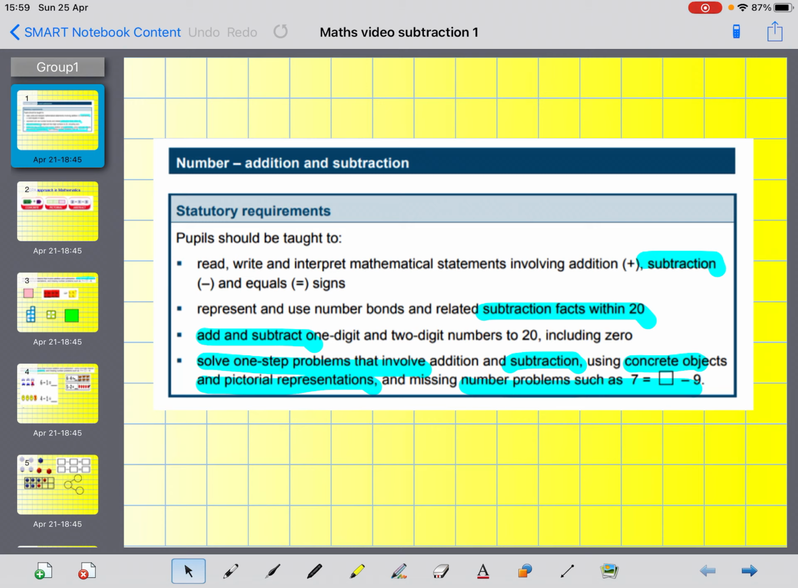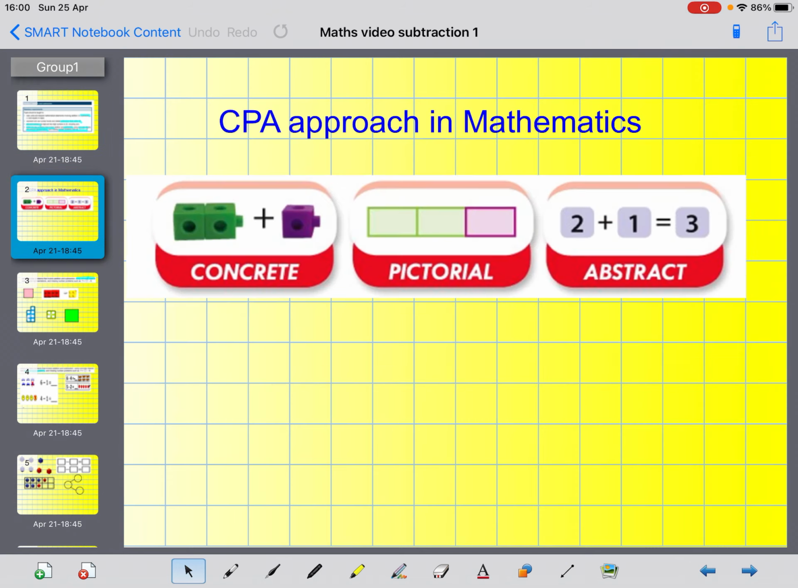So in the curriculum, children should read, write and interpret mathematical statements involving subtraction. Represent and use number bonds and related subtraction facts within 20. Subtract 1-digit and 2-digit numbers to 20, including 0. Solve one-step problems that involve subtraction using concrete objects and pictorial representations, and missing number problems such as 7 equals missing number, subtract 9.